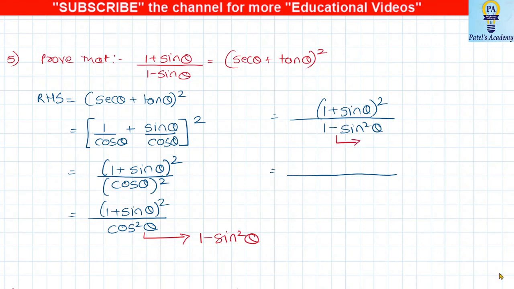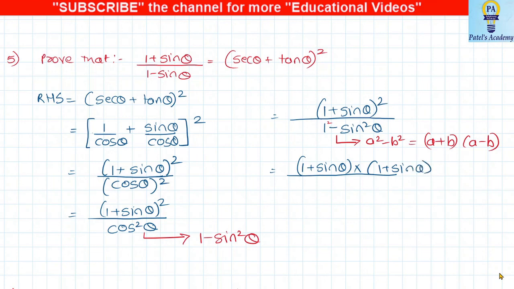Now I'm using the a square minus b square identity, that is (a plus b)(a minus b). Okay, 1 means 1 square. I just write here 1 square in the denominator for you to understand. Now in the numerator we have (1 plus sine theta) whole square. Bracket square means what? (1 plus sine theta) into (1 plus sine theta). I'm writing the bracket 2 times because it is square.